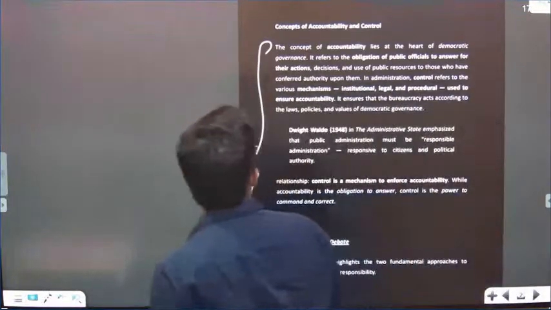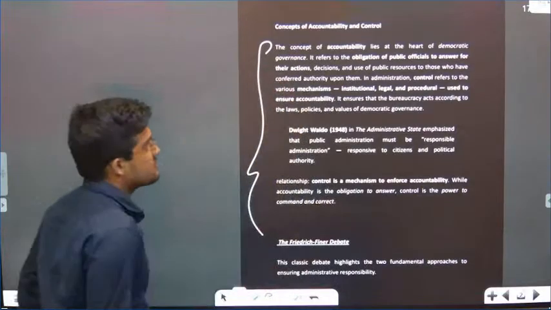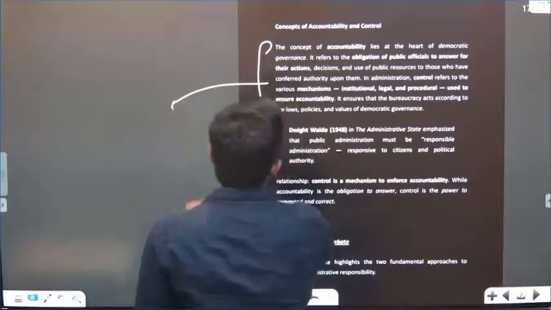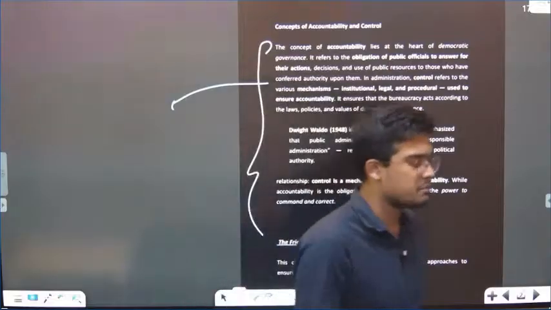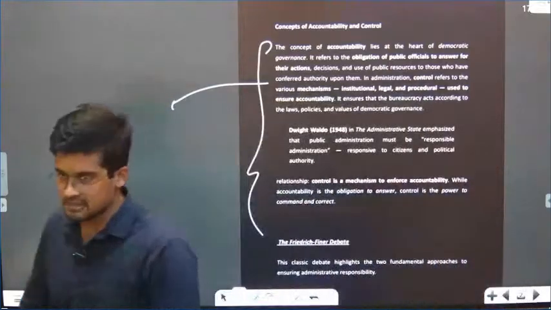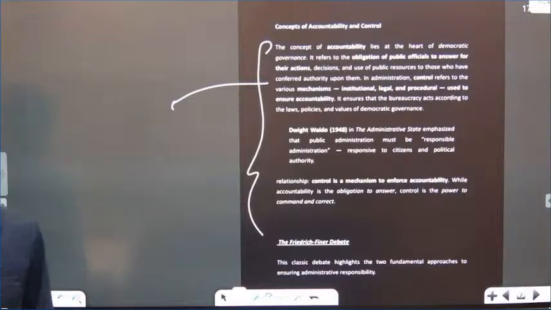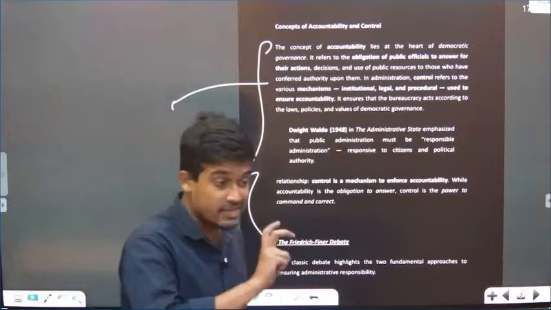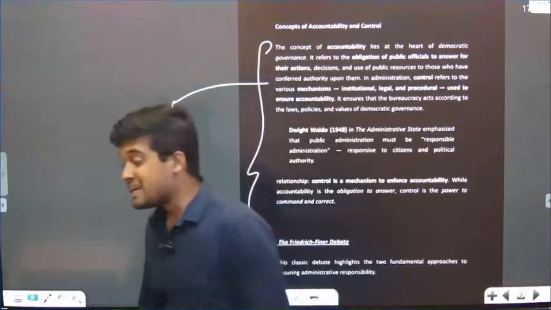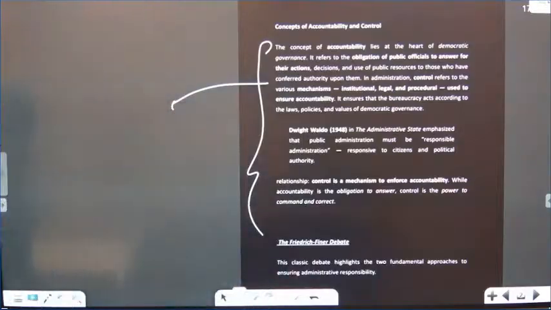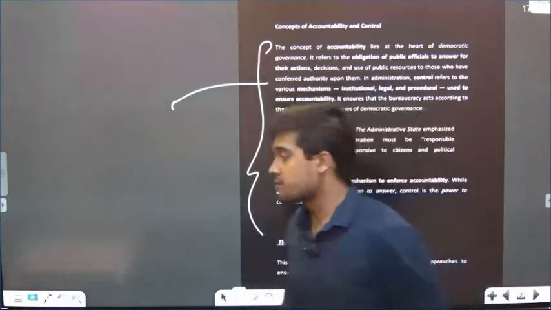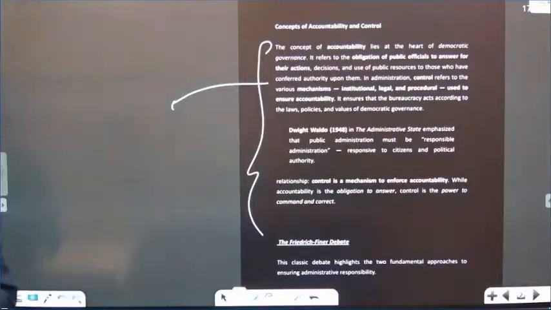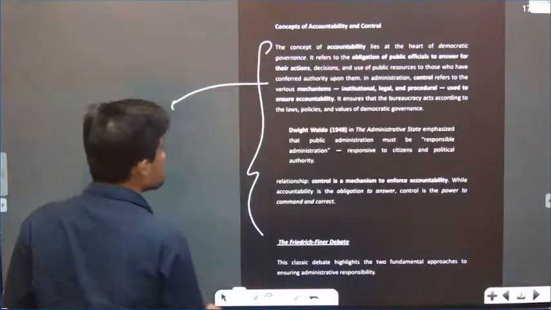So the concept of accountability lies at the heart of democratic governance. It refers to the obligation of public officials to answer for their actions, decisions, and use of public resources. Basically, whatever the public officials are doing, they're answerable for those things. Answerable for each and every step. Why did they do this? Why did they spend this money? Why did they not do this? Why did they not spend this money? Everything is accounted for. That is accountability. So if you are given some amount of authority to carry out certain actions, you have to be fully accountable for each and everything.